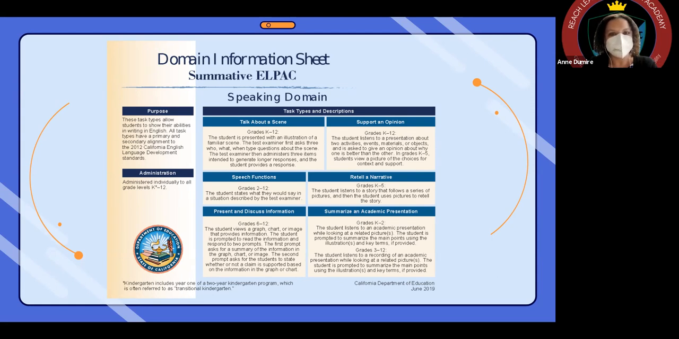We look at presenting and discussing information. This is more factual and it's grades 6 through 12. So only our 6th graders participate in this part of the test where they're given graphs and charts and images that provide information and the student has to summarize and discuss that information. And then they are given an academic presentation that they need to summarize, where it's generally informational text, and the students have to be able to summarize the main points and then the key ideas with details.